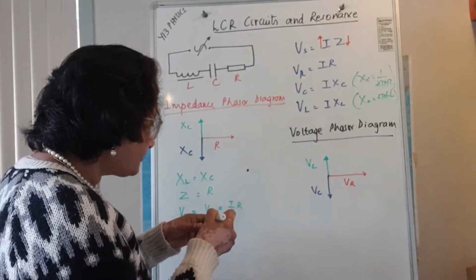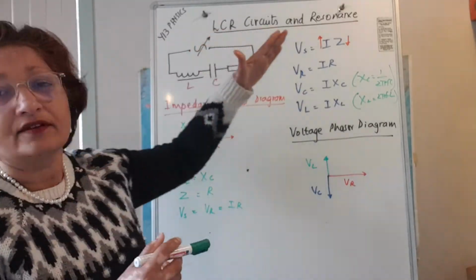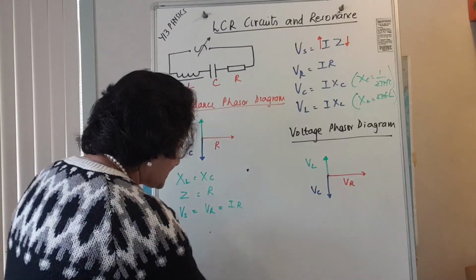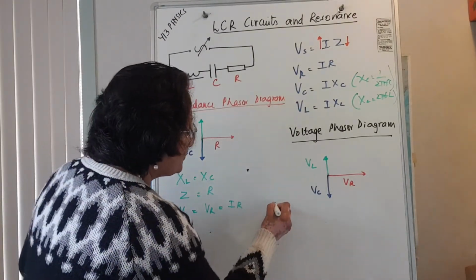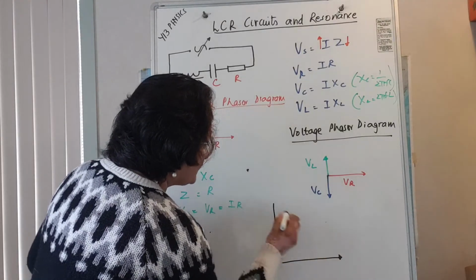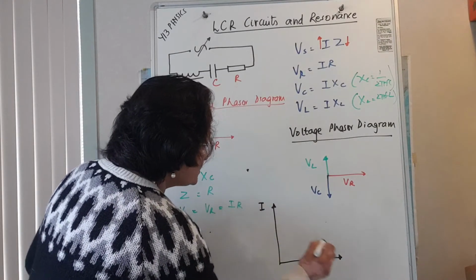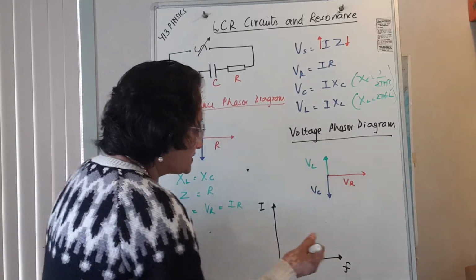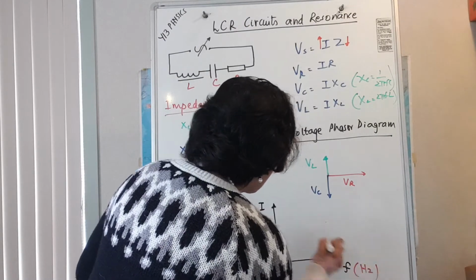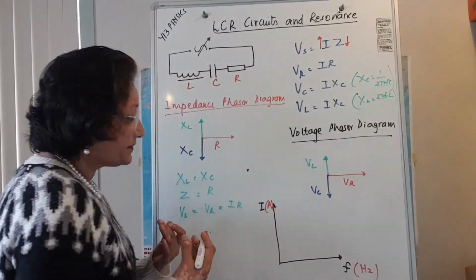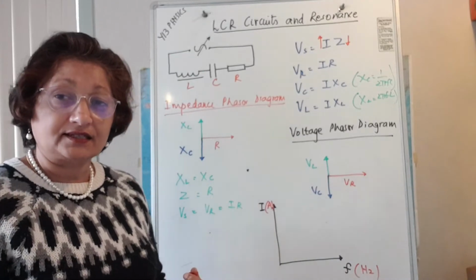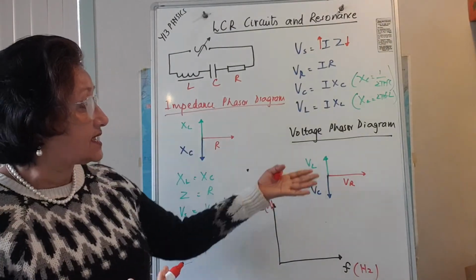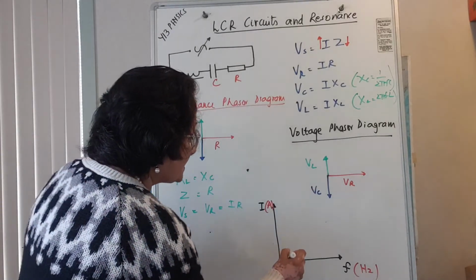So if you have a circuit with a variable frequency, and if you draw a graph of the size of the circuit current against different frequencies, where frequency is measured in hertz and current is measured in amps, then when it is not at resonance, that means when there's a difference between X_C and X_L or V_C and V_L, you're going to get small currents.